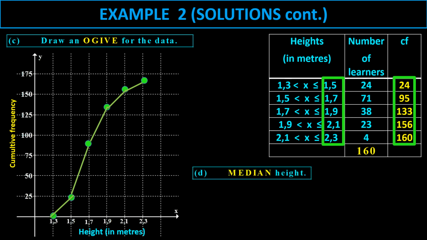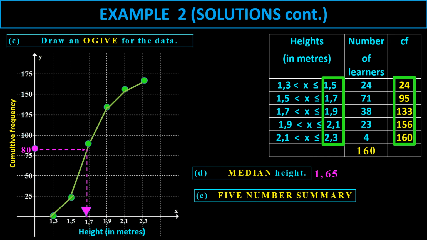Okay. Let's see what we want to calculate here. The median. What is median? Median is 50%. 50% of the total number of learners. 50% of 160, you don't even need a calculator for that, that's 80. I go to the OGIVE, go down, I take a reading, it's before 1,7, so let's say it's 1,65, right?